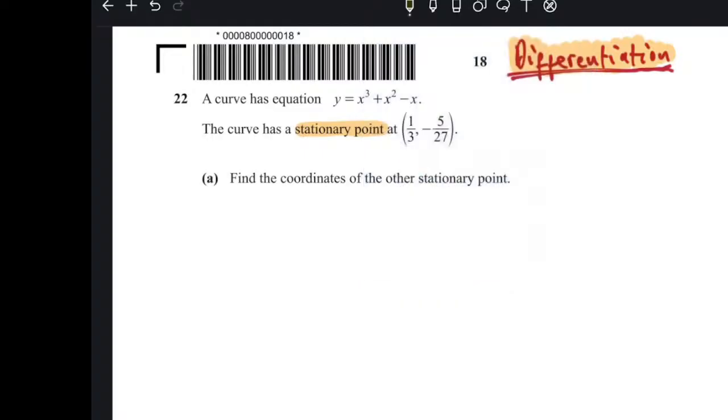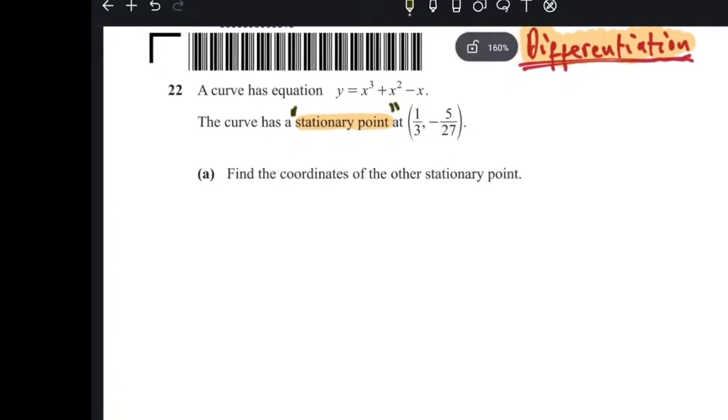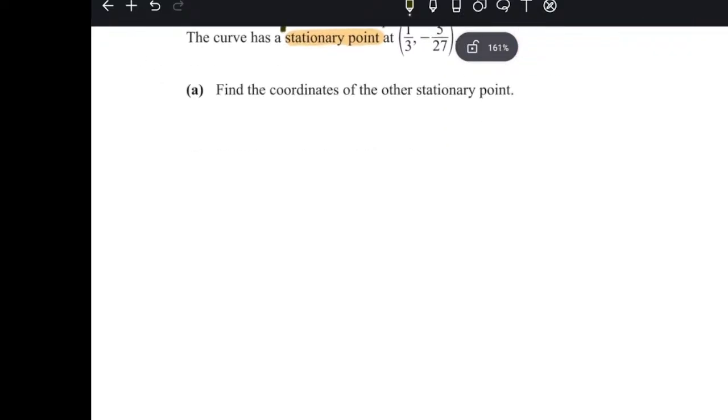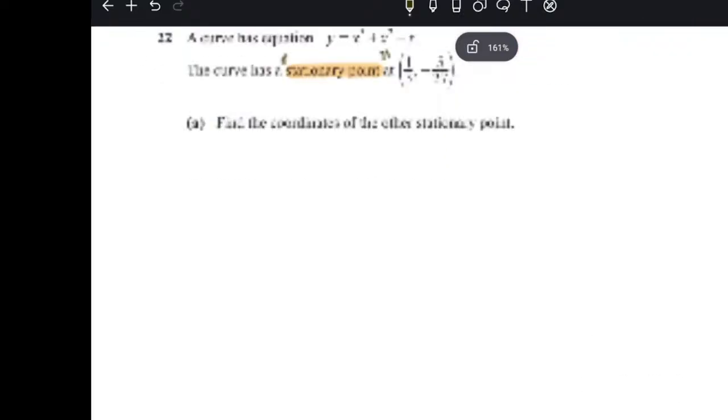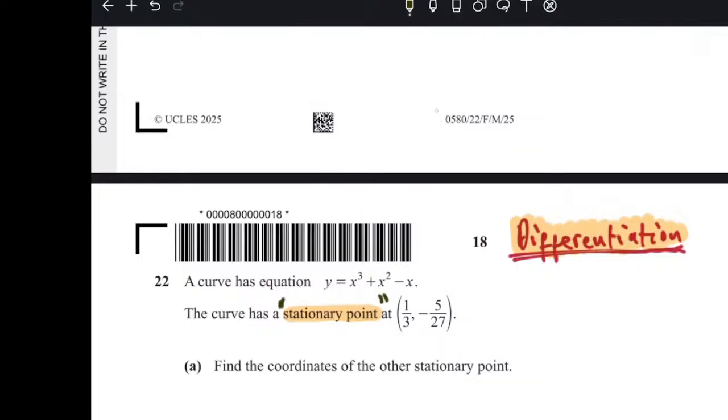Differentiation, look at this. The word stationary point. This is the one word which I want no one here to fear. Let's work with this word stationary point, okay? I want to do things one by one and give you questions. So this is the February, March 2025. I'm going to give you yours.